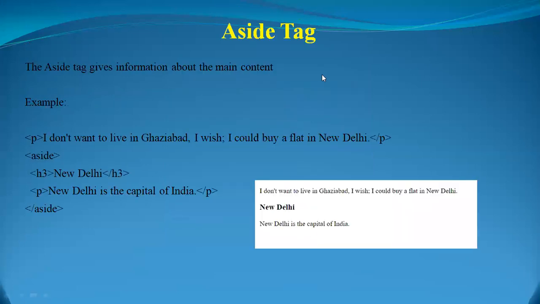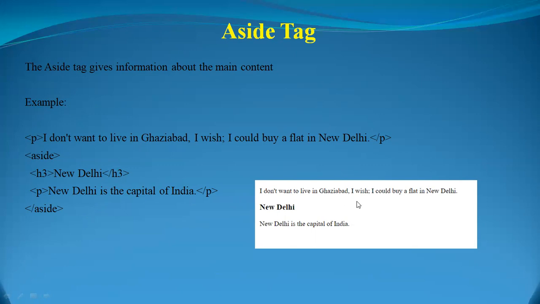Then, the aside tag. The aside tag gives information about the main content. For example, in a paragraph tag: I don't want to leave the Razia bot. I wish I could buy a flat in New Delhi. In the aside, New Delhi. New Delhi is the capital of India. This is how the output should come out.